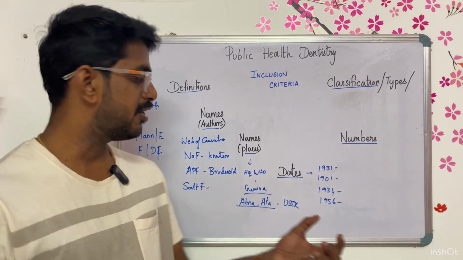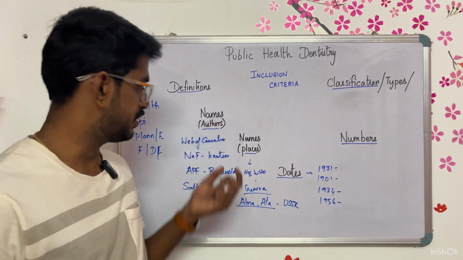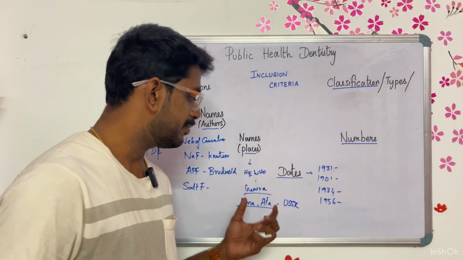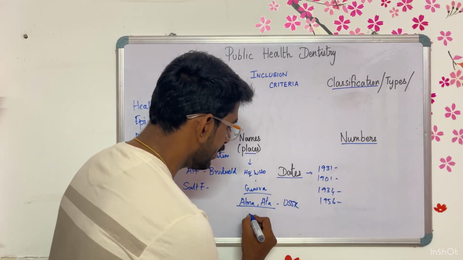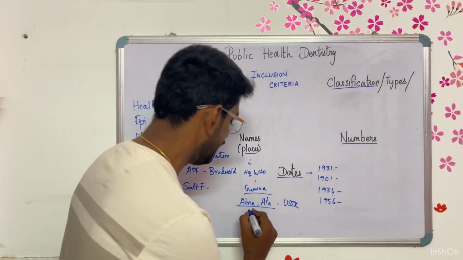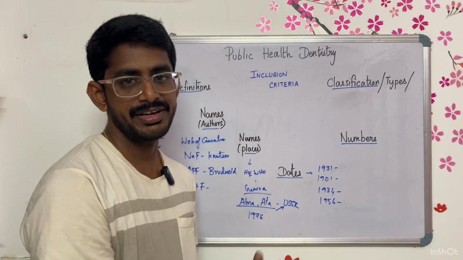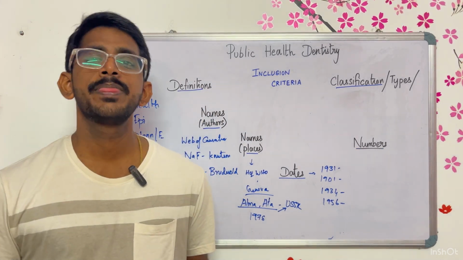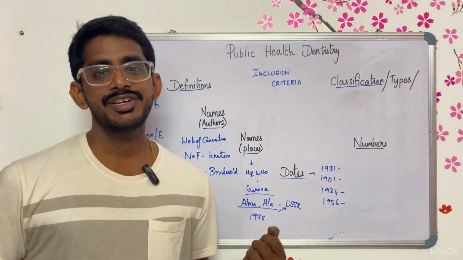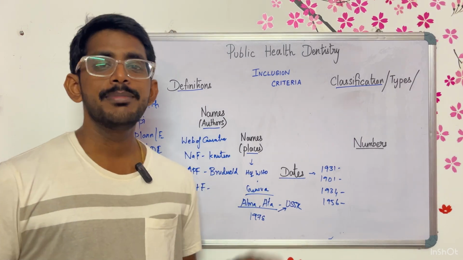Certain dates could be associated with certain definitions or certain techniques or certain places. As I told you, the Alma Ata conference was held in the year 1978 in USSR. The place is Alma Ata. So, these are all the dates. Now, coming to the next inclusion criteria, numbers.